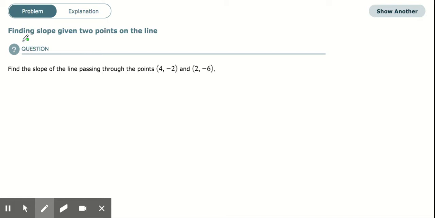This video is going to be on finding slope given 2 points on a line. So we're going to find the steepness, or the slope, of the line, considering that these are 2 points on it. So let's draw it out and see what it's going to look like.